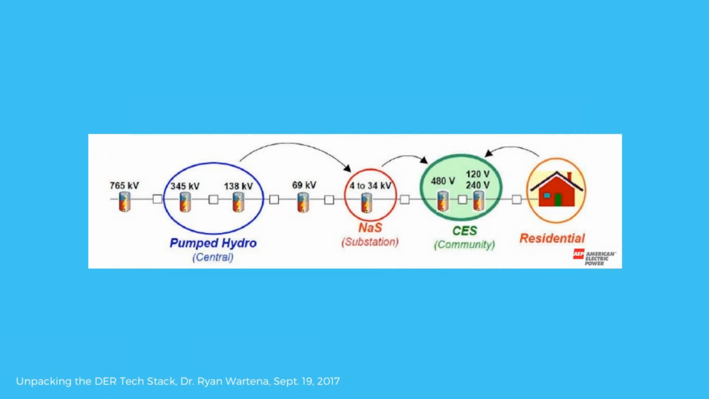Really, anything behind that 69 kV is in the distribution system. So these are the medium voltage, the 34.5 and 4 kV, and then the low voltage, and then the house voltage.